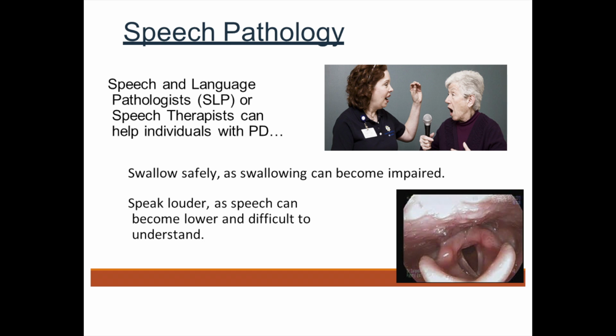Speech pathology is another important part of the therapy, because patients usually have slurriness of the speech, the volume of the voice is decreased, and they have difficulty swallowing and sometimes can choke with food or liquids. So speech pathology is a good specialty that all patients should be evaluated by. They help them swallow better and make the speech a little more loud. Remember to speak louder and articulate better.